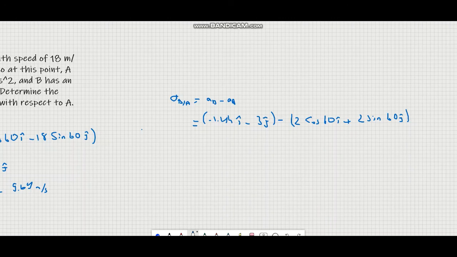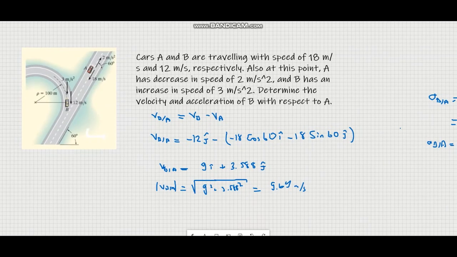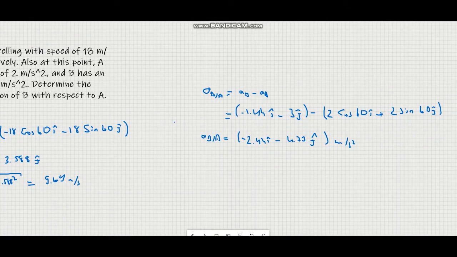Okay, so when we add each other, we are gonna have the acceleration of B with respect to A as minus 2.44i in the i direction, and minus 4.73j in the j direction, in units of meters per second squared in vector form. So this is how automobile B is seen with respect to automobile A, because we are taking A as the frame of reference and then calculating the acceleration of automobile B. All right, that's it. Thank you for listening.